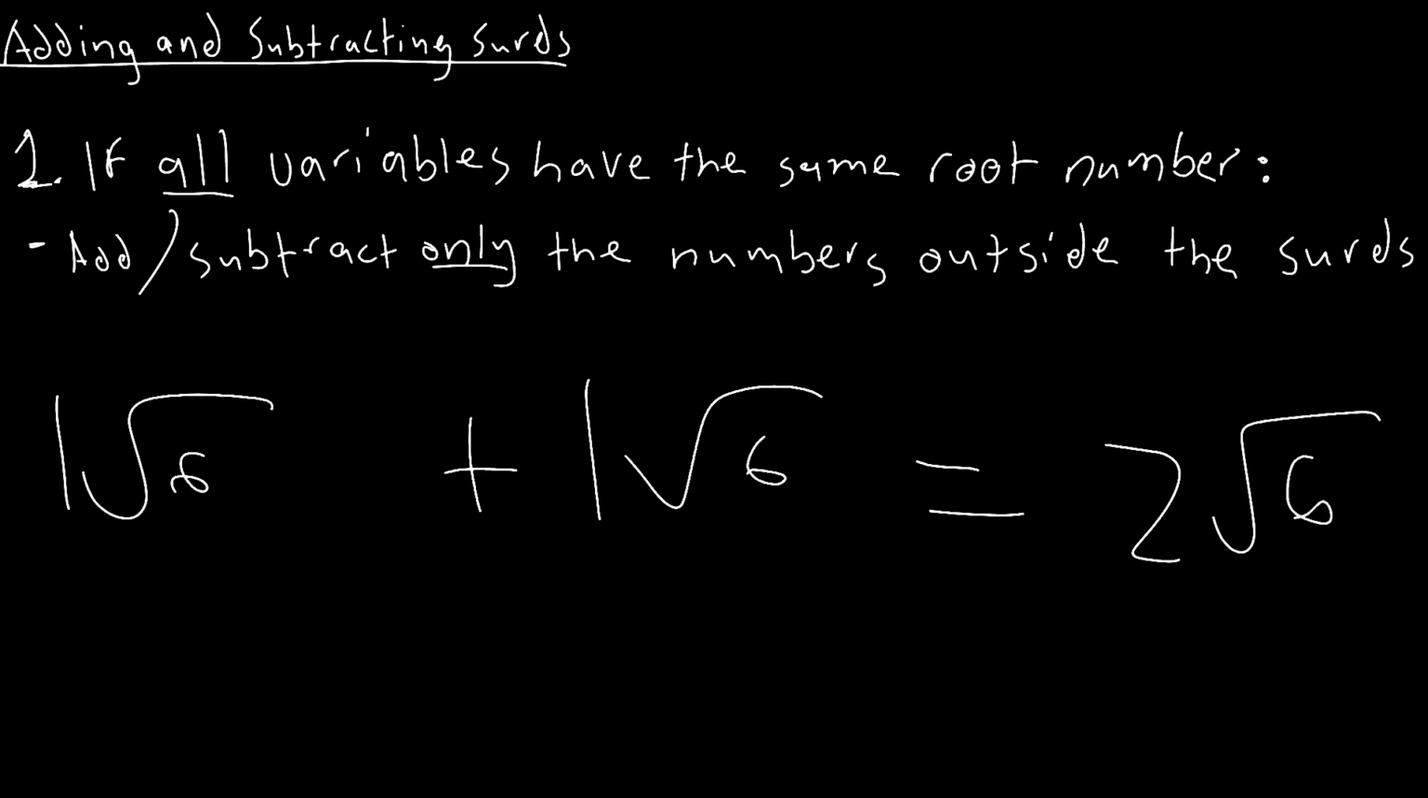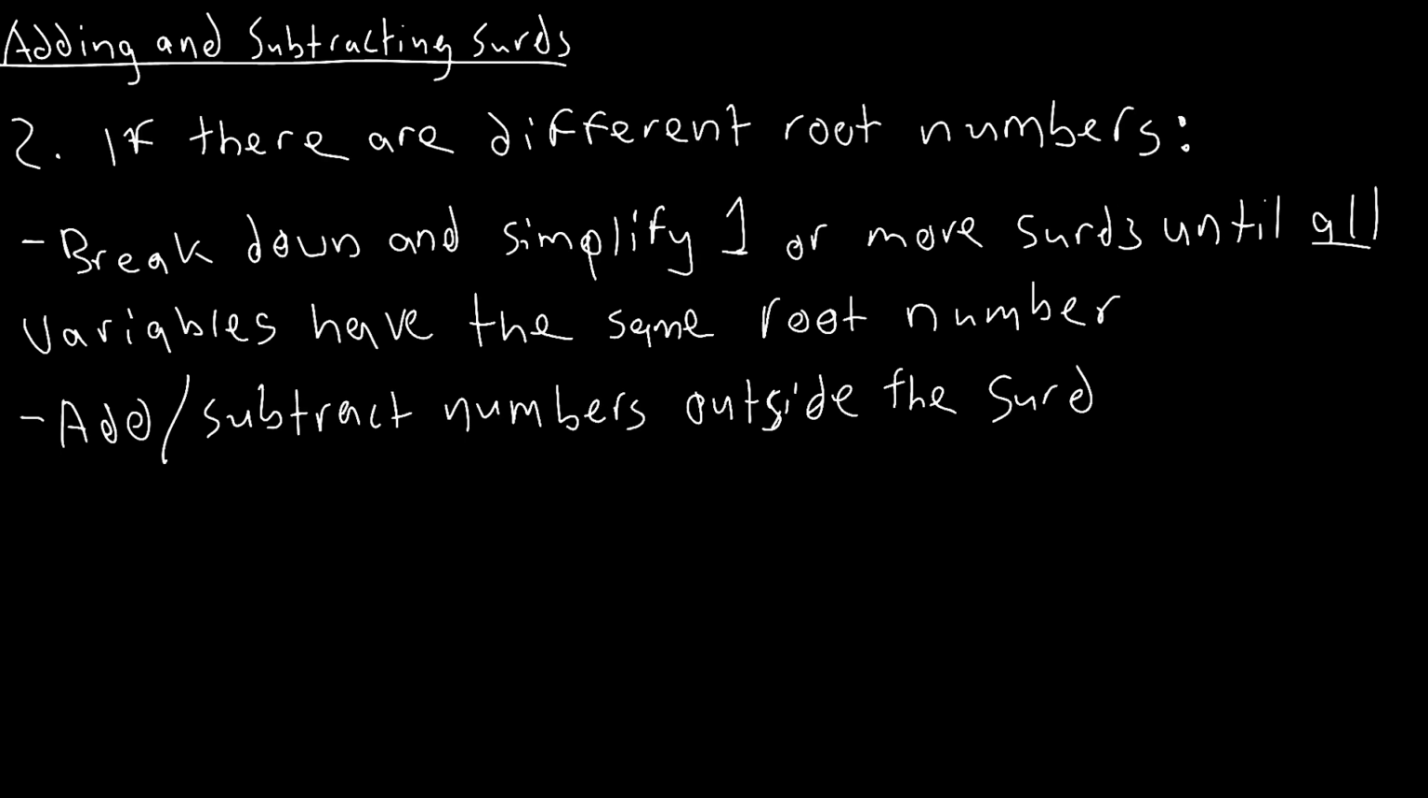It's kind of similar to how in algebra, if I have, for example, a plus a, it gives me 2a. Here, it's the exact same thing. The surd is treated as a separate variable where we can't add or subtract unless they're all the same. So, what do we do if they have different root numbers?